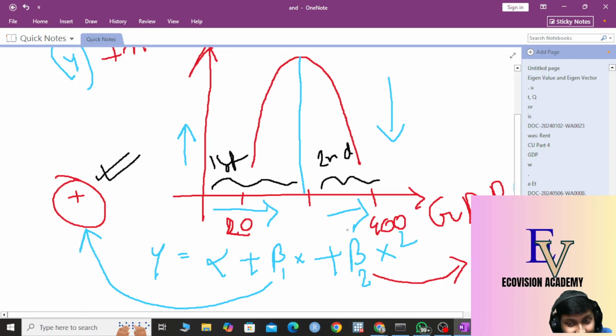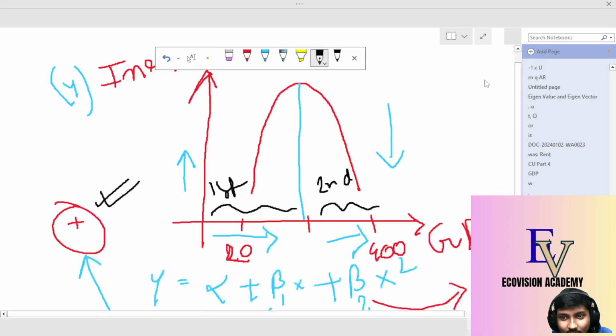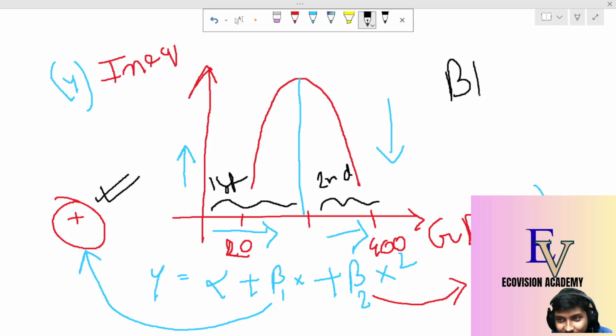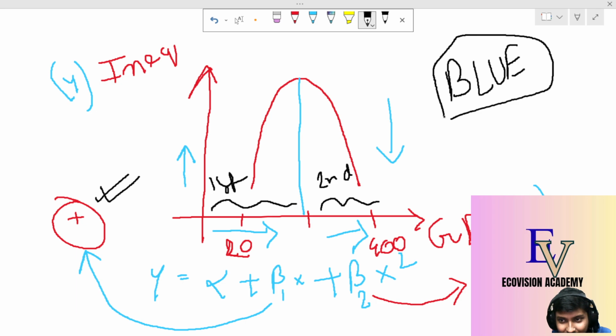So this is the thing. We always go for the BLUE property. We write BLUE: Best Linear Unbiased Estimator. But if this linear assumption is relaxed, then what will happen? So we go for a non-linear estimation process. Okay, fine. So we will have a non-linear estimation process.